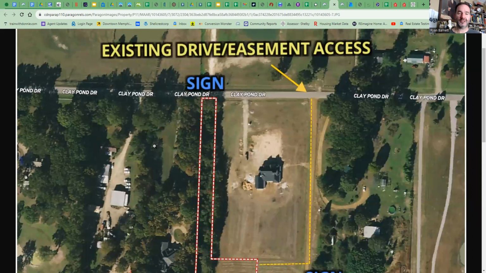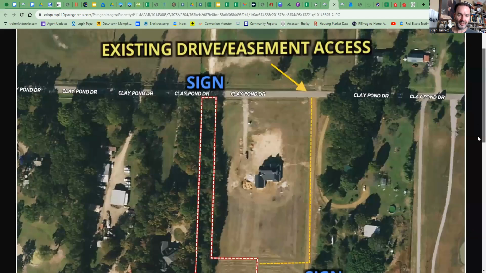Like, how do we get access to that? Do we have to apply for a permit to get it? Easements, this, that. What all do we need? So that easement for the driveway. So I'm assuming this is the 4 acres that we're looking at here.